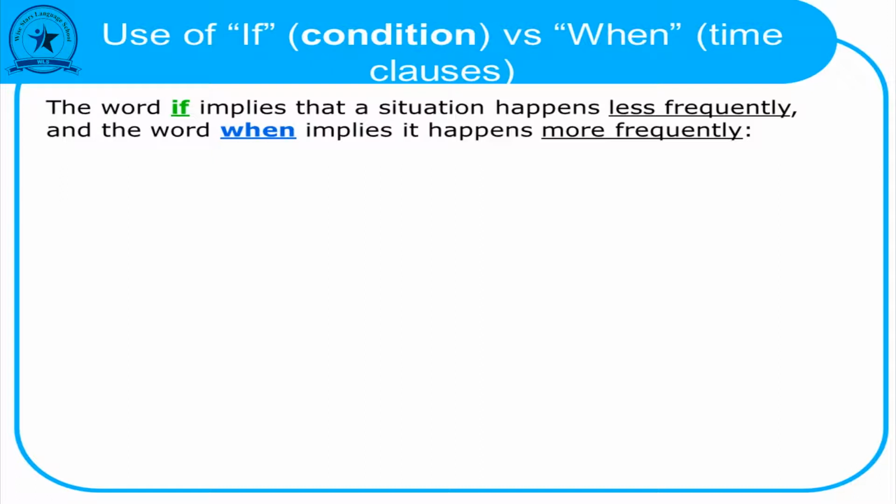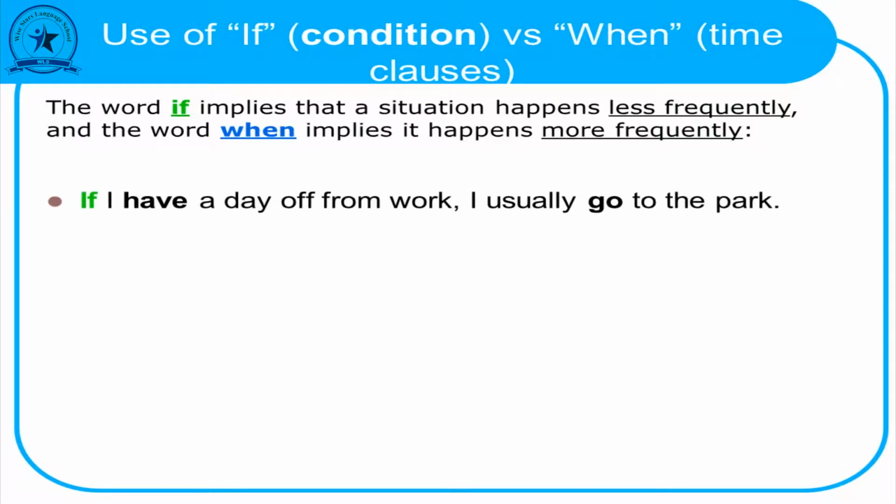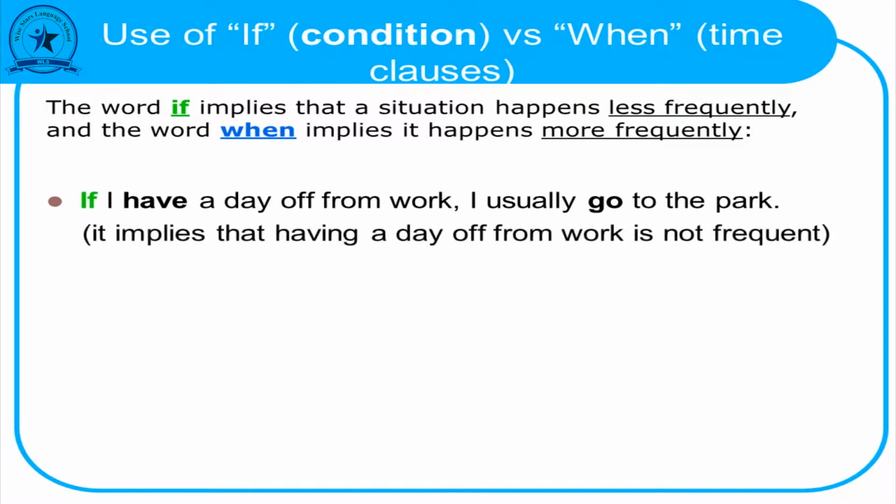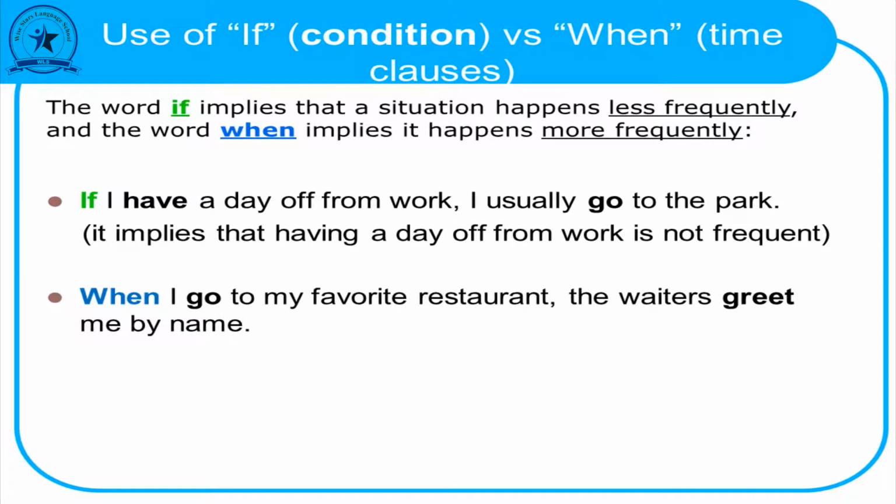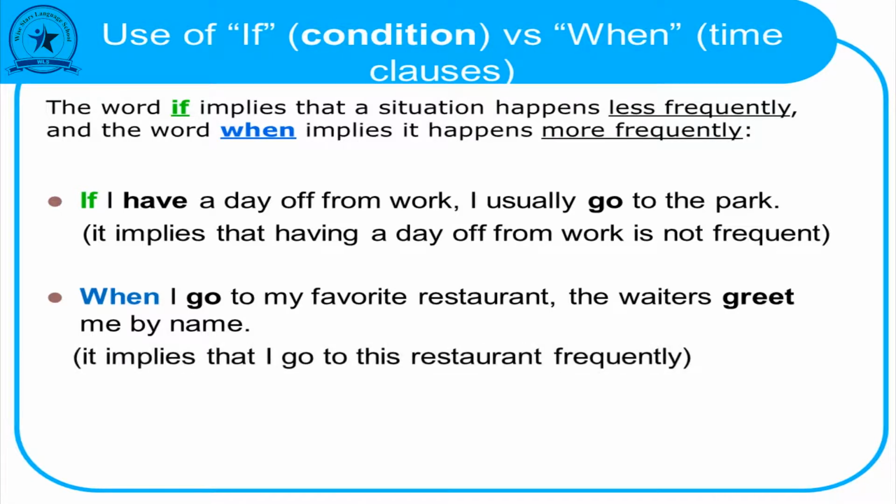Let's show this. If I have a day off from work, I usually go to the park. So this sentence means that having a day off from work is not frequent. Let's move to the next sentence. When I go to my favorite restaurant, the waiters greet me by name. Actually, this sentence implies that I go to this restaurant frequently.